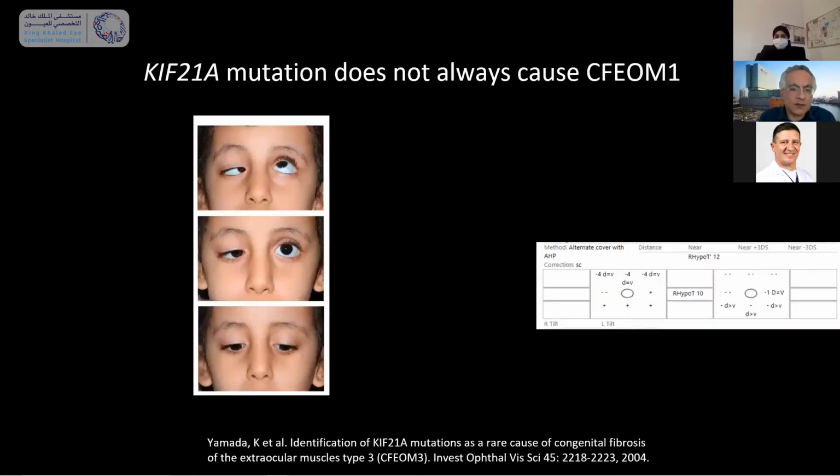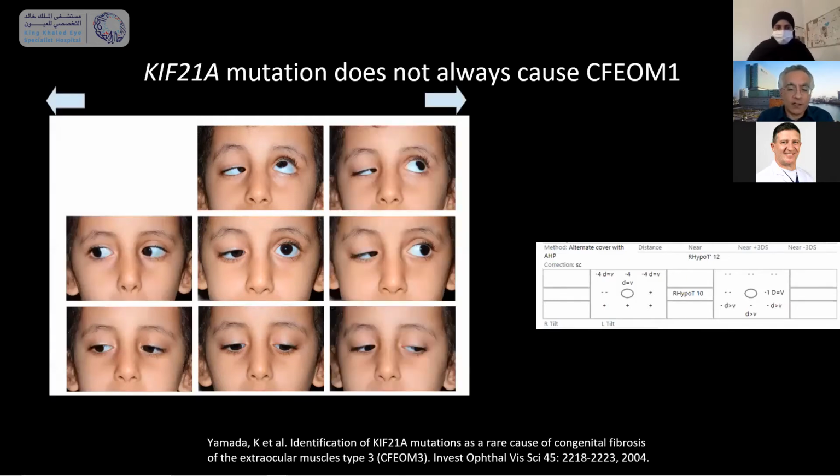And here's a girl, you can see here, she has ptosis, she has esotropia, she has ophthalmoplegia, and look what happens when she tries to look up. Can you see the eye is adducting? The right eye is adducting, very characteristic of KIF21A mutation, even if it's not CFEOM1. And this girl has other forms of aberrant innervation. We're not going to go through it. I just wanted to show you this convergence during elevation, very characteristic of KIF21A mutation.